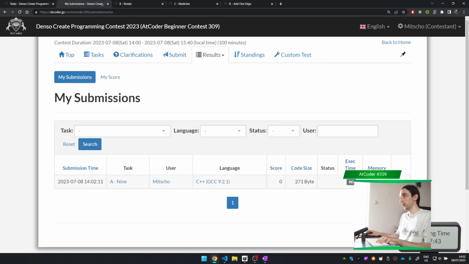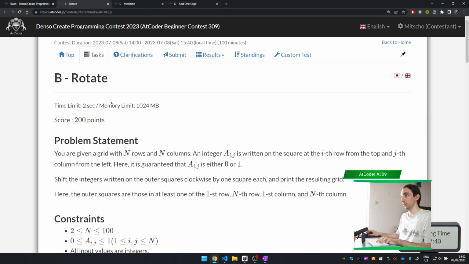So this should be judged fairly quickly. We got AC on A.